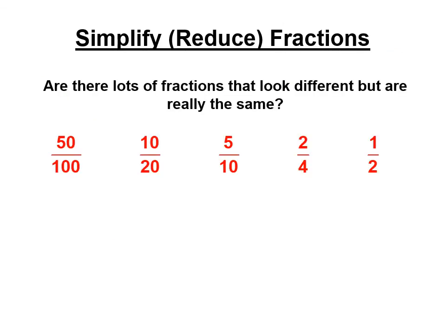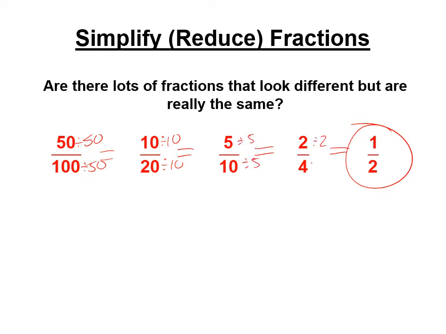So there's 5 fractions there: 50 hundredths, 10 20ths, 5 tenths, 2 fourths, and 1/2. Which one's the biggest? Well, hopefully you're saying, Mr. Ben, that's a trick question, because all of these simplify to 1/2. They're all equal to 1/2. Right? 50 hundredths divide top and bottom by 50 simplifies to 1/2. 10 20ths divide top and bottom by 10 simplifies to 1/2. And so on. They are all equal amounts.